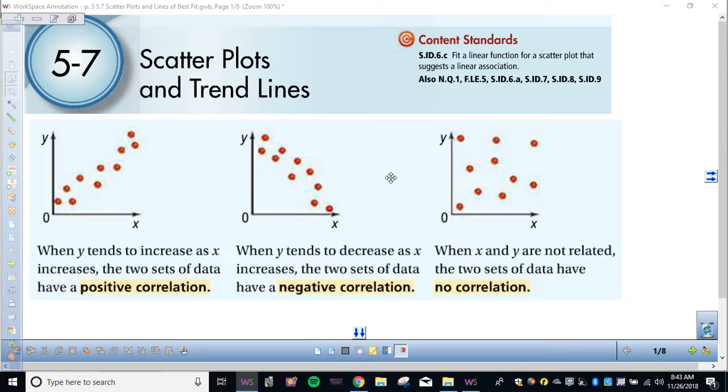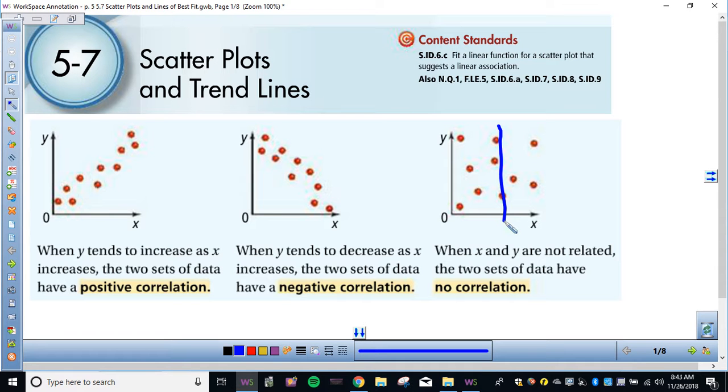Okay, 5.7 scatter plots and trend lines. So when we talk about a trend line, it is a line that divides these dots as evenly as possible, having just as many dots on one side of the line as the other side of the line. So this one has a positive trend line. This one would have a negative trend line. And this one, no trend line, because we could draw a trend line right there.